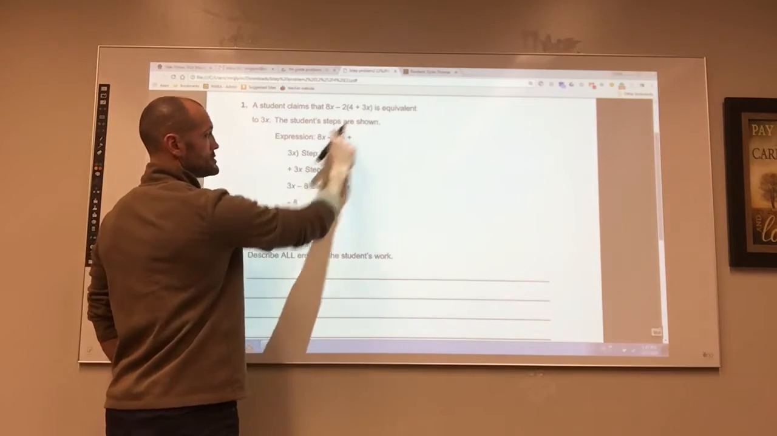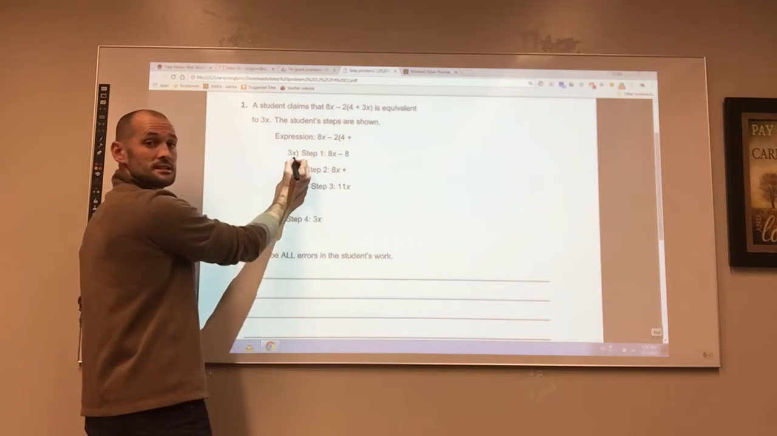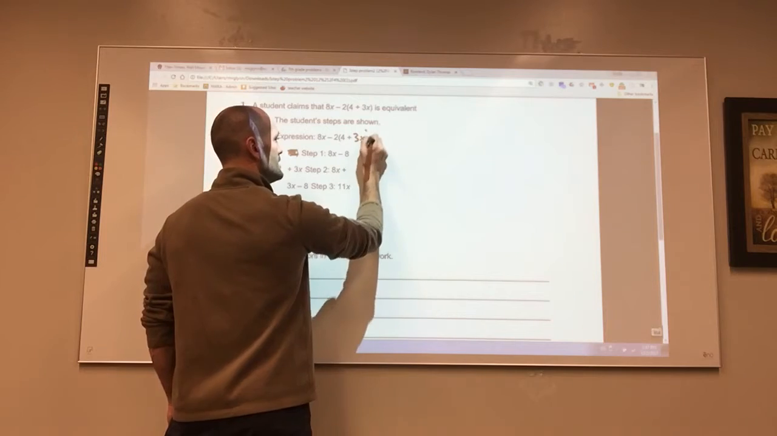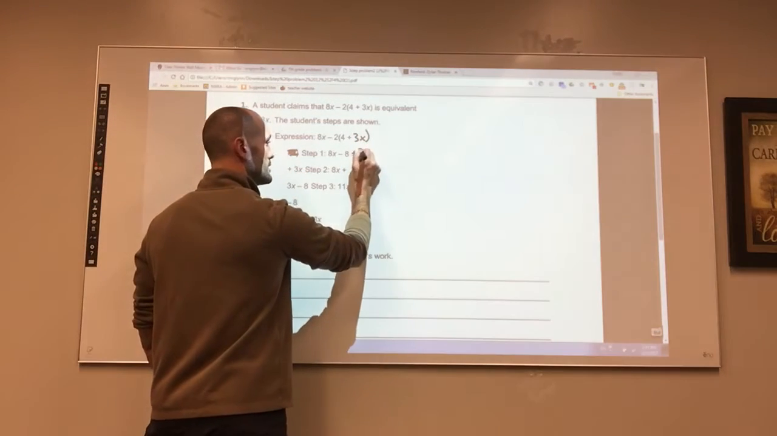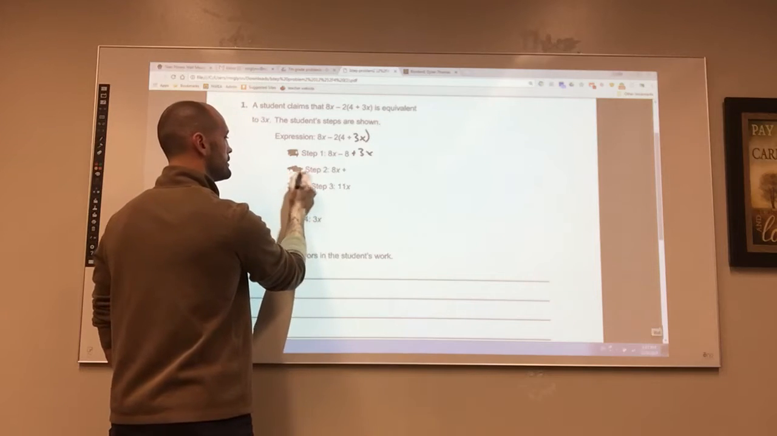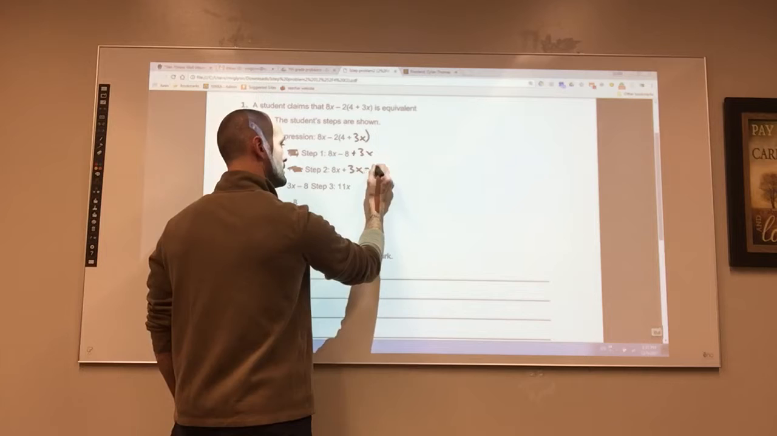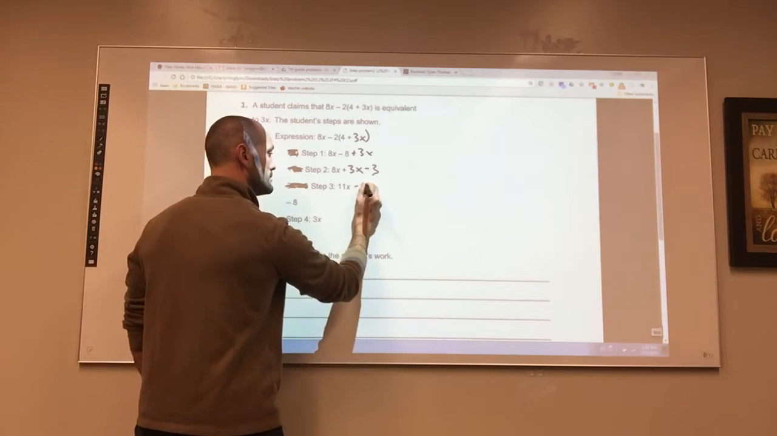This is the original. So it should say 8x minus 2 times the quantity 4 plus 3x. Do you notice that it's just on the next line? So let's get rid of this. And it's supposed to be 3x. And you know what? Let's just do that for every step before I start. You see this plus 3x is supposed to be here. This 3x minus 8 is supposed to be here. And this minus 8 should be there.